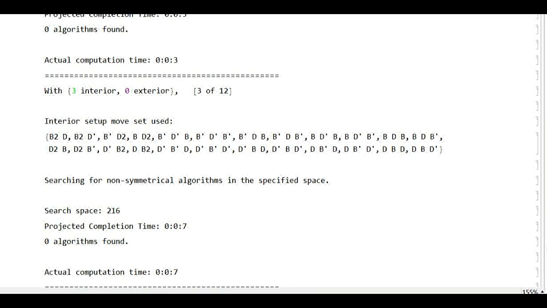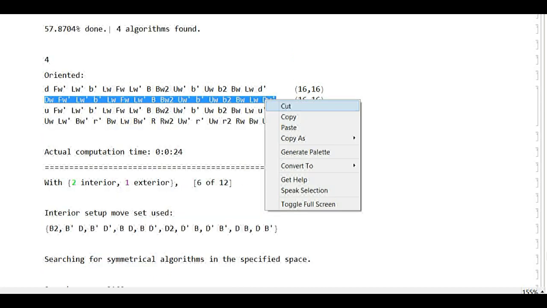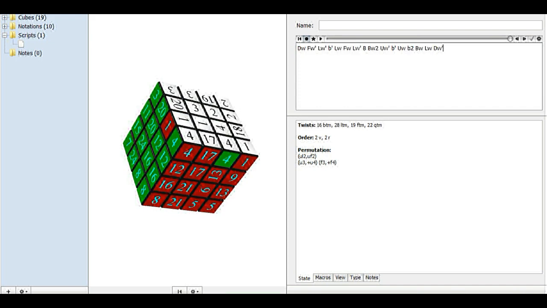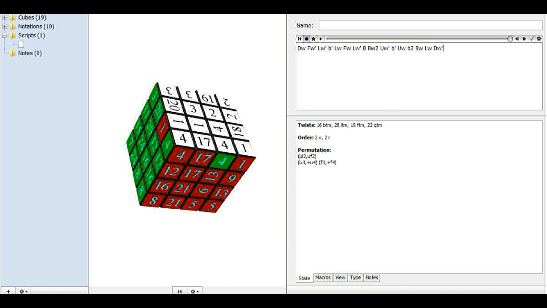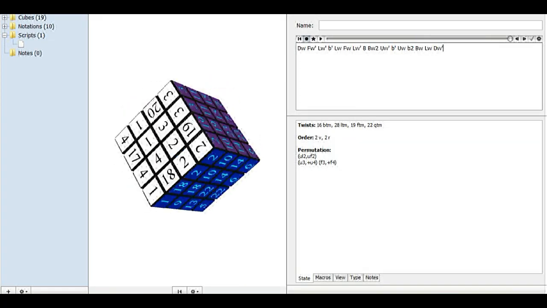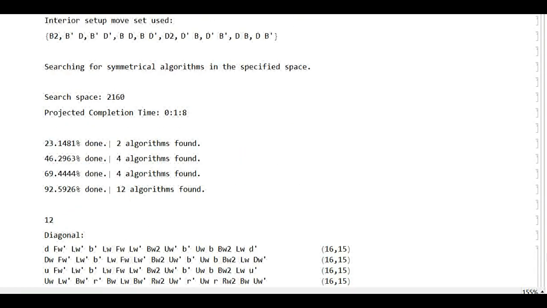Now briefly, let me just show you this algorithm here, just show you that it doesn't discolor any centers. So here it's oriented case, and as I said earlier, the program does rotate it to be in the exact position here as it is on the wiki, and you can see there are no centers discolored at all. Pretty straightforward.